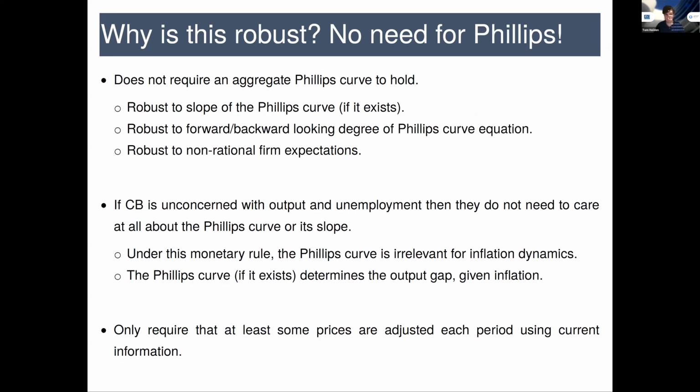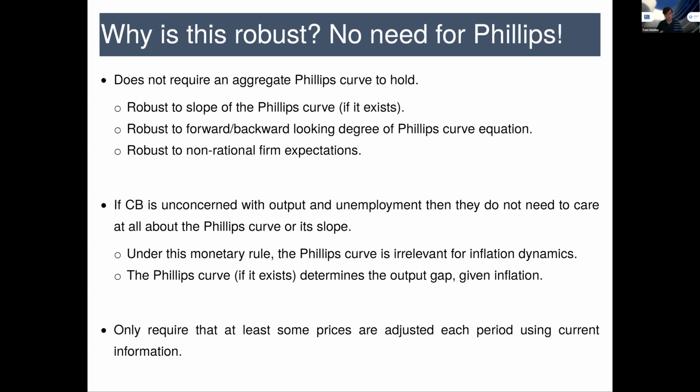Second reason why this is robust is that, again, we haven't mentioned the Phillips curve. It doesn't matter how prices are being set. It doesn't matter what the aggregate Phillips curve is like. Okay, so people are worried at the moment that the slope of the Phillips curve is declining. This is not going to matter for determining inflation here. Doesn't matter if the Phillips curve is forward or backward looking. Doesn't matter if firms have rational expectations or some other way of forming expectations.